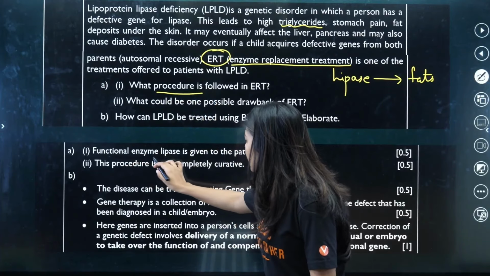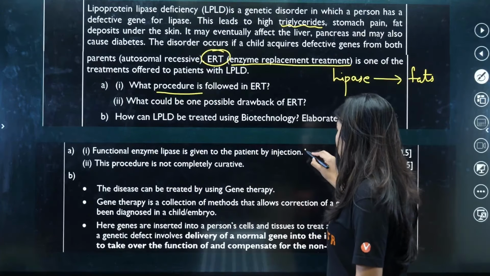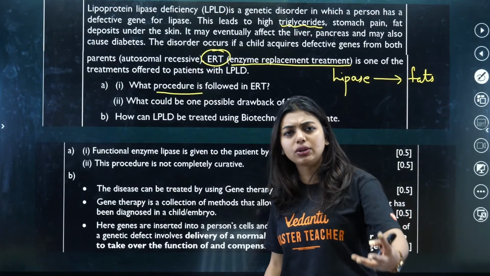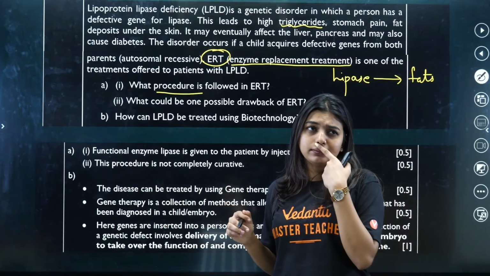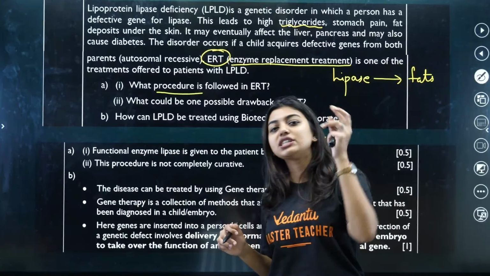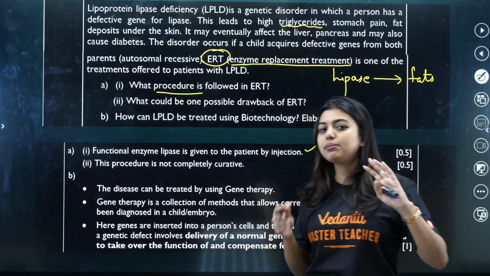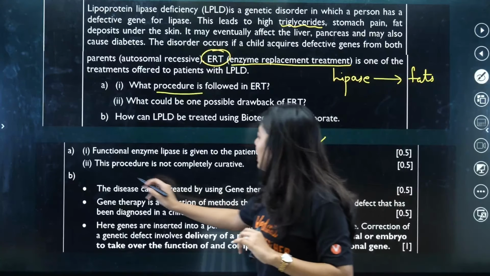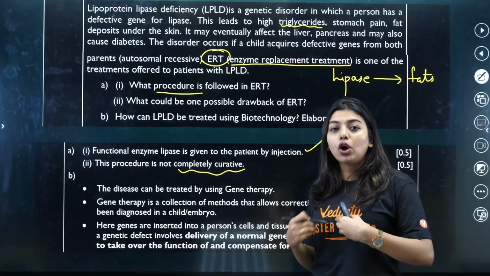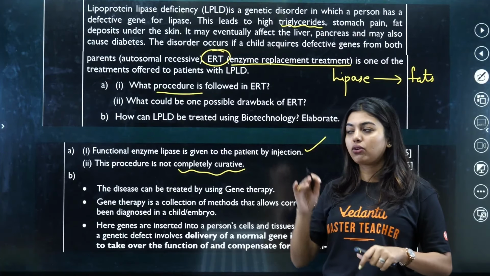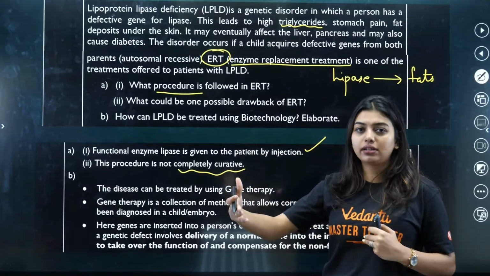Functional enzyme lipase is given to the patient by injection, like how you give your insulin, or many other things like antibiotics or vaccines. We just inject it externally to this person because this person has a lack of lipase. This procedure is not completely curative because, definitely students, the body has to make it. Externally, there is a limit to how much we can give.